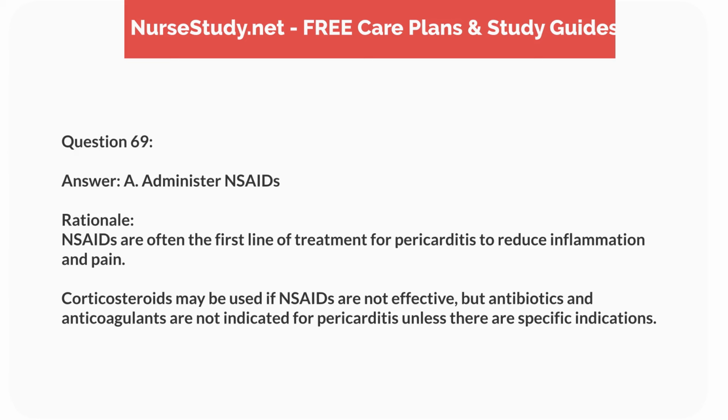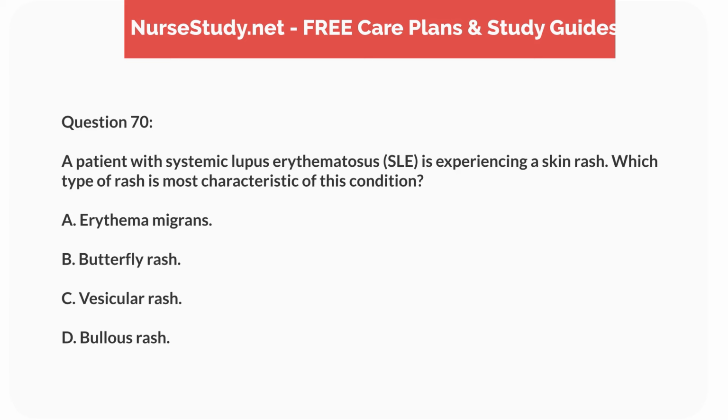Administer NSAIDs. Rationale: NSAIDs are often the first line of treatment for pericarditis to reduce inflammation and pain. Corticosteroids may be used if NSAIDs are not effective, but antibiotics and anticoagulants are not indicated for pericarditis unless there are specific indications.